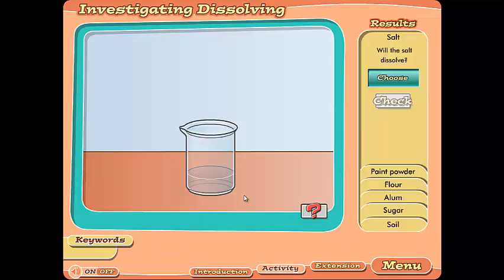Can you guess which of these solids will dissolve? For each solid, click on the rollover barrel to decide and click Check. Then watch the experiment to see what happens.